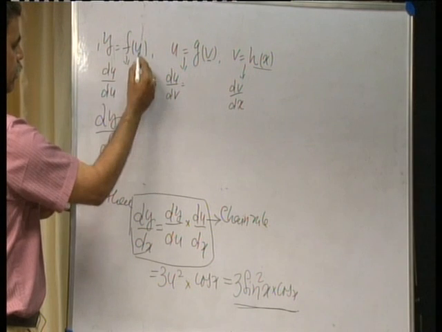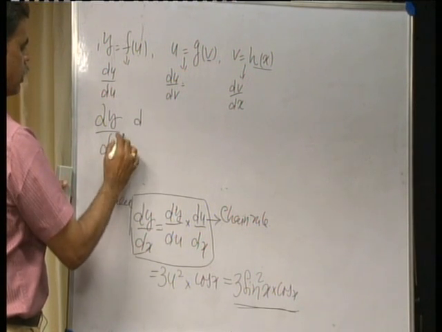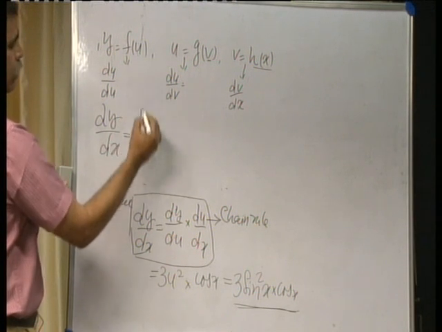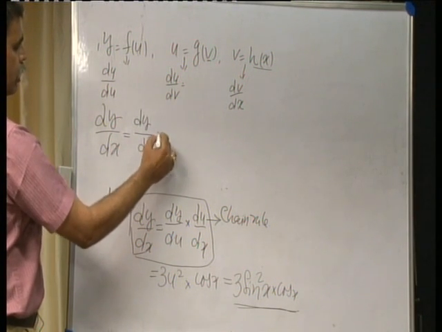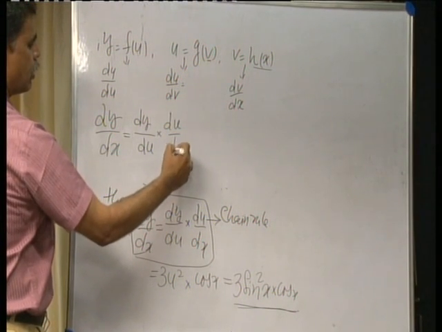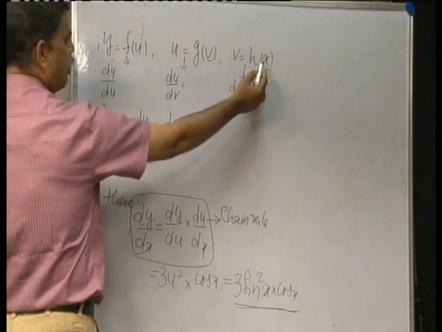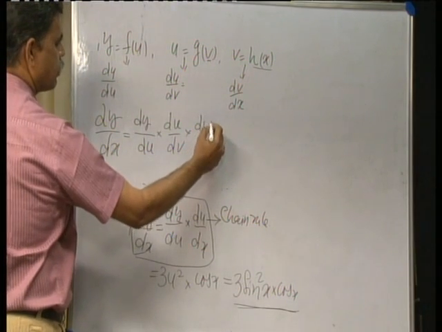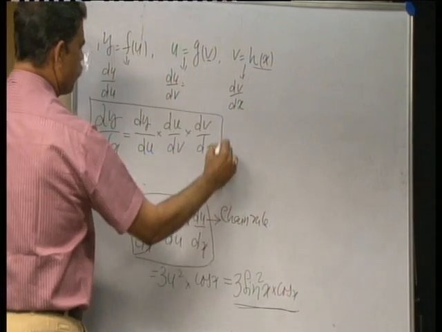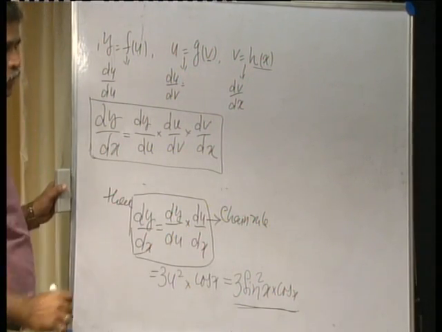It starts with y, so dy divided by du, since y is in u. Therefore, I will write du, and u is in v, so I should write du by dv. Then v is in x, therefore it is dv divided by dx. Finally, we will get dy by dx.